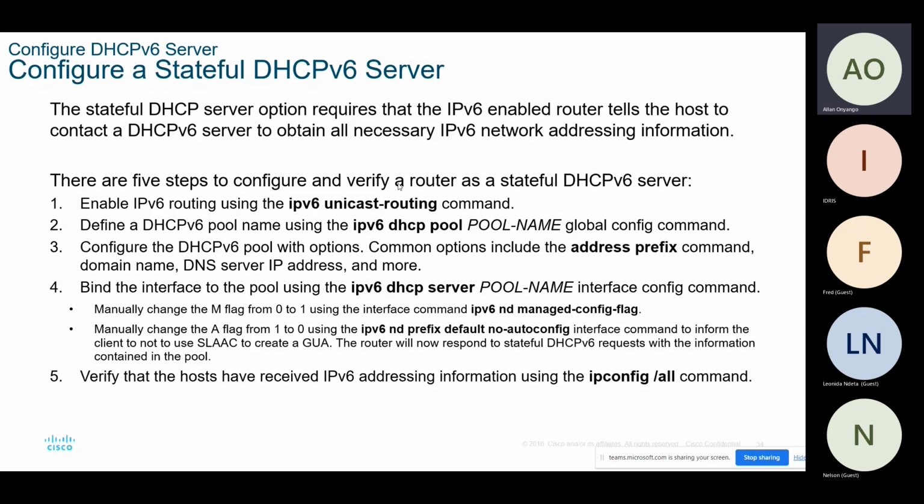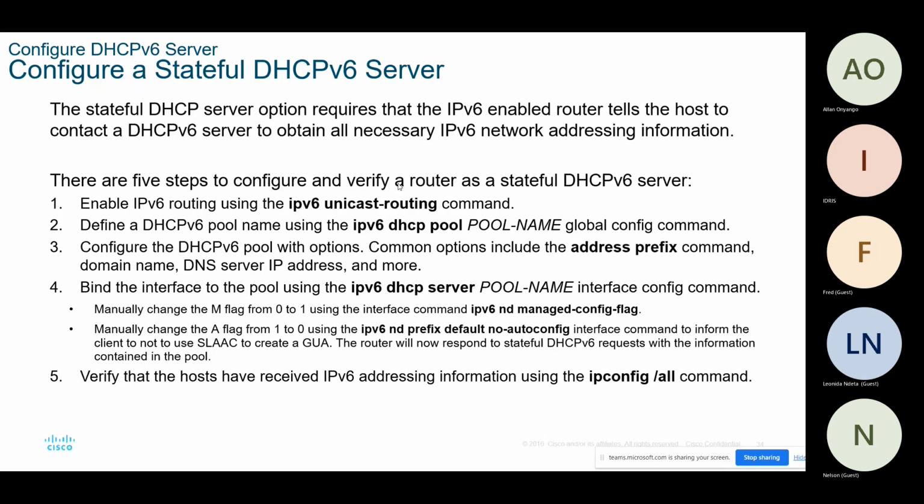Very long commands here for IPv6. IPv6 ND. ND means Neighbor Discovery. Prefix default no-autoconfig. You do this on the interface, and this is going to inform the client not to use SLAAC in any way to create its global unicast address. But the router is going to respond to stateful DHCP requests with the information that you have already configured within the pool. And you can now check with your PCs, check with your laptops using ipconfig /all on their command prompts to see if they are able to acquire this IPv6 information.